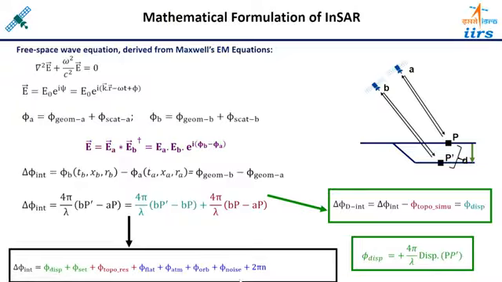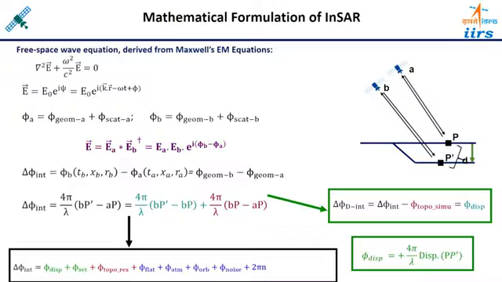Then this term is called the noise phase. For example, as we have already seen in the baseline concept, if the baseline is more, the signals are decorrelating. If larger baselines are there, it means more decorrelation. It means coherence is less, or decorrelation is more. It means you are inviting decorrelation noise.